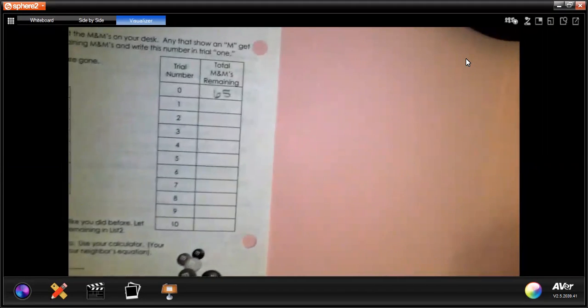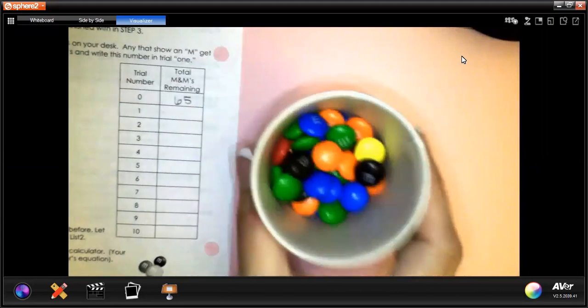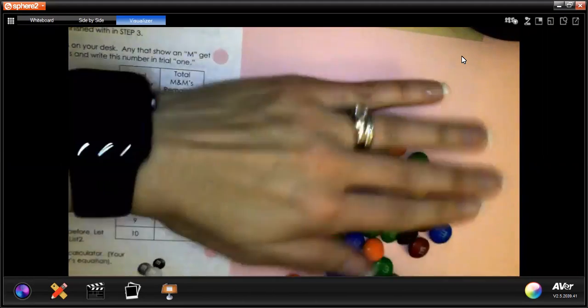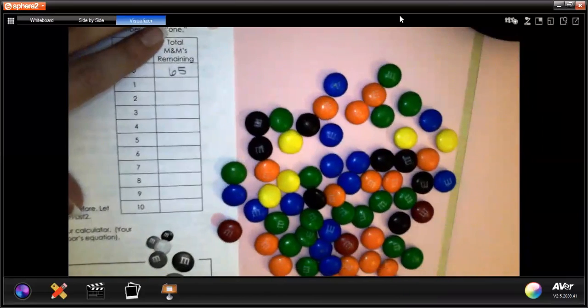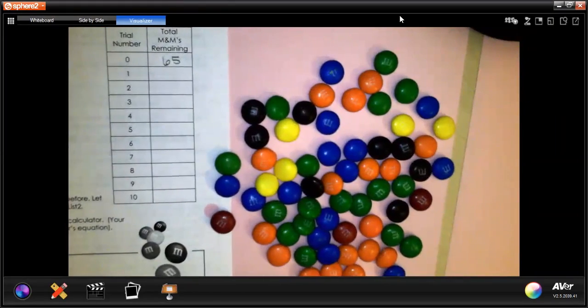And so here with 65, we're going to go ahead and roll all 65 M&Ms. So I've got them in my cup here. I am going to roll them on the paper. Now, in this case, we are going to take out every single one of them that has the M up.